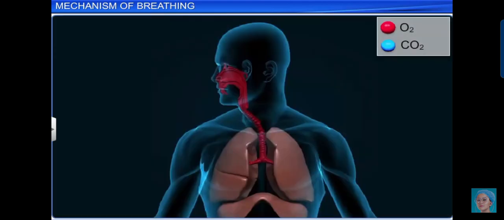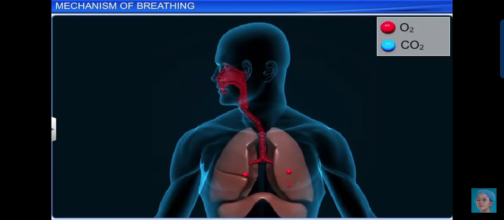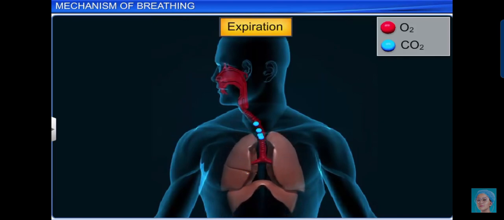Breathing is a two-step process. The first step, called inspiration, involves taking in air from the atmosphere inside the body, and the second step, expiration, involves releasing air from the body into the atmosphere.